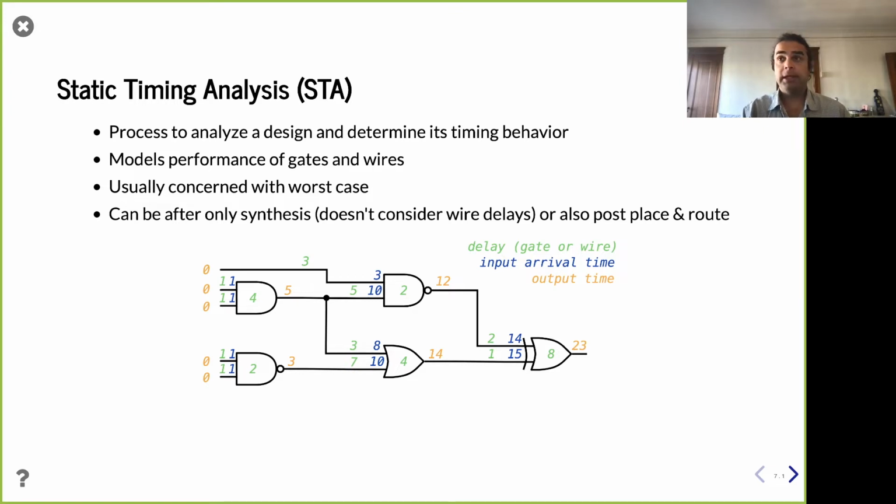One really, really important tool is something referred to as static timing analysis, or STA for short. So this is the tools taking your synthesized design. So if you're going to do STA, your design has been synthesized to a technology.